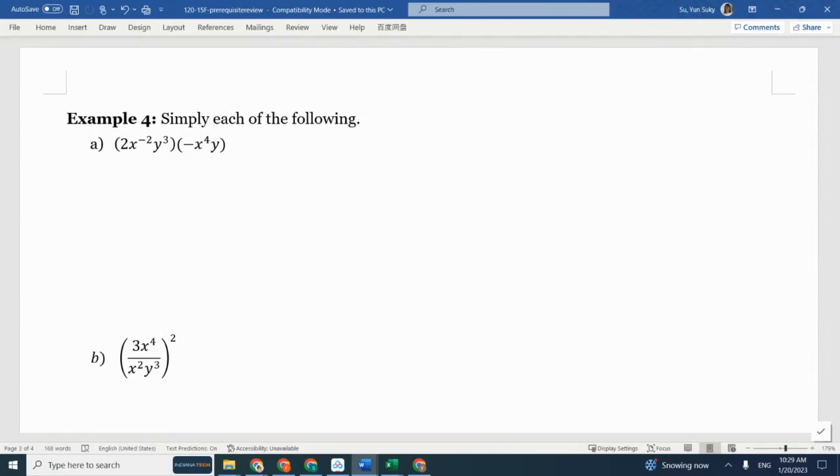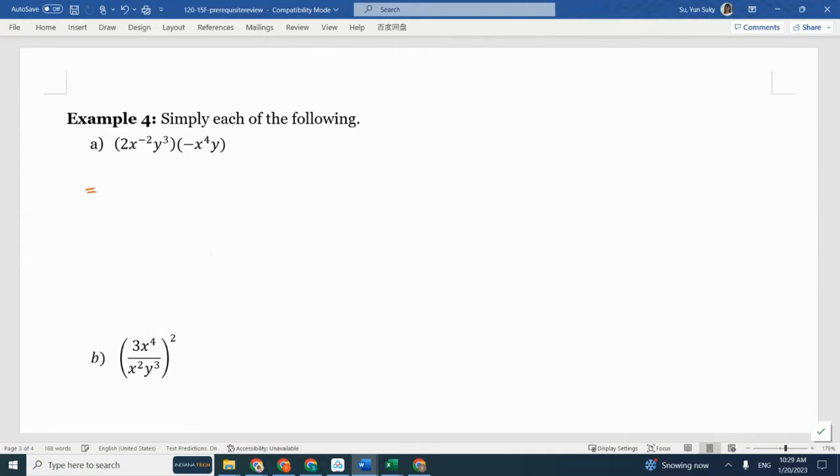Simplify each of the following. Okay, so when you see expressions with a constant term, variable x and variable y, the first thing you do is group them. Group the constant term together, group the x power term together, and group the y power term together. Okay? So let's see.